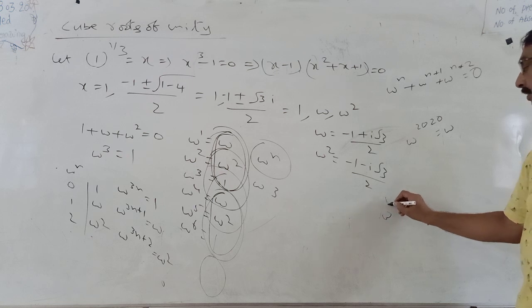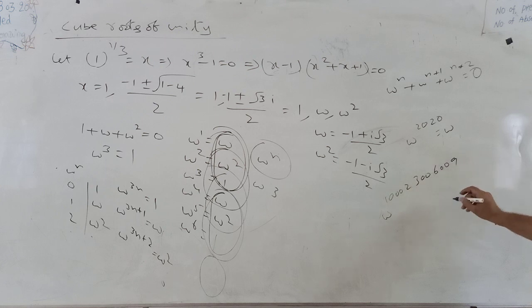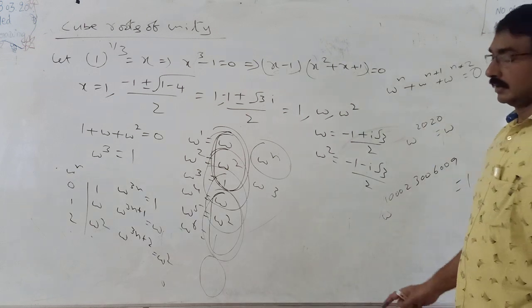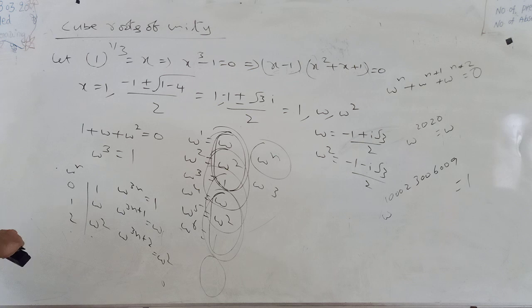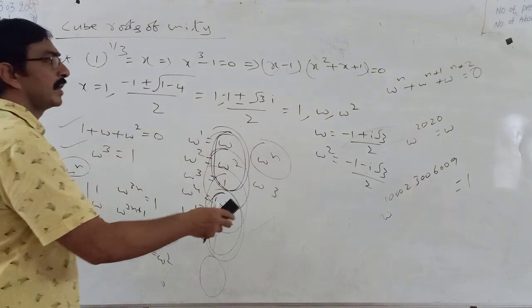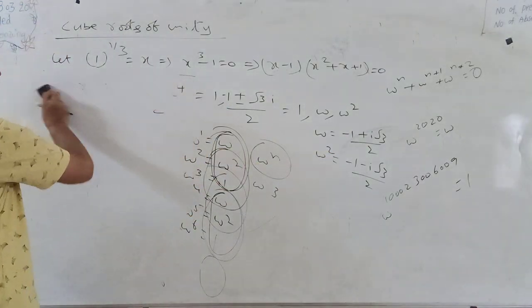The value of omega power 100023000600009. So the sum of the digits: 1 plus 2 is 3, plus 3 is 6, plus 9 is 15, plus 9 is 24, divisible by 3. Therefore, the answer is 1 because the remainder is 0. So by heart: 1 plus omega plus omega square is 0, omega cube value is 1. The working rule of finding omega power n, and the values of omega, minus 1 plus i root 3 by 2, and omega square, minus 1 minus i root 3 by 2.